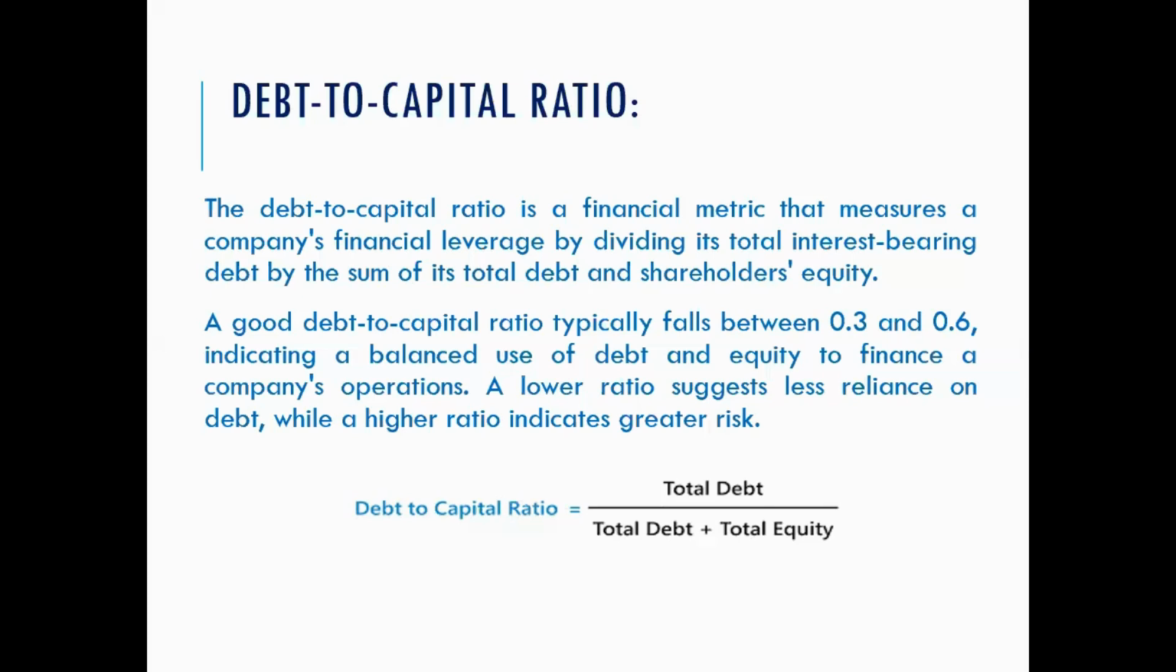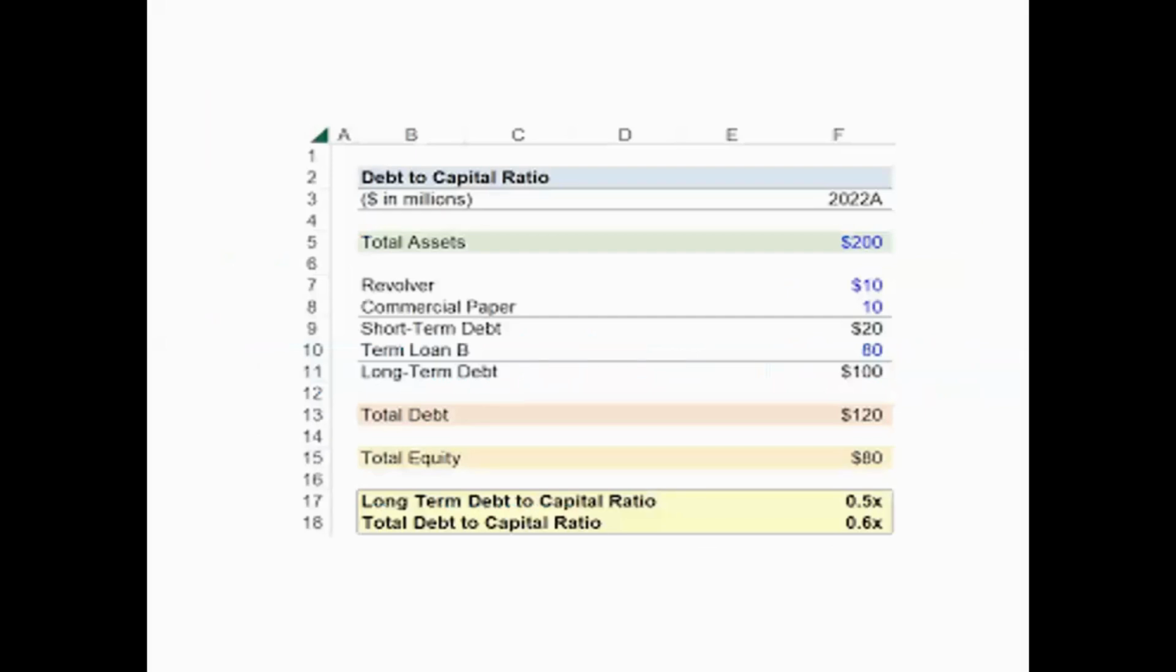A lower ratio suggests less reliance on debt, while a higher ratio indicates a greater risk. The debt to capital ratio formula is: debt to capital ratio equals total debt divided by total debt plus total equity. Here is the way we calculate the debt to capital ratio in Excel.